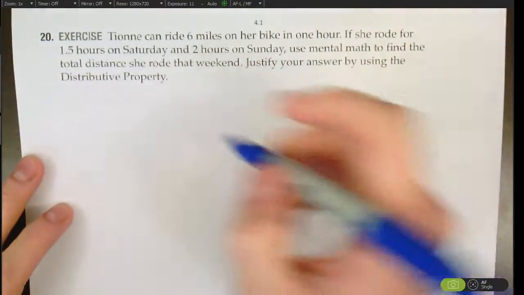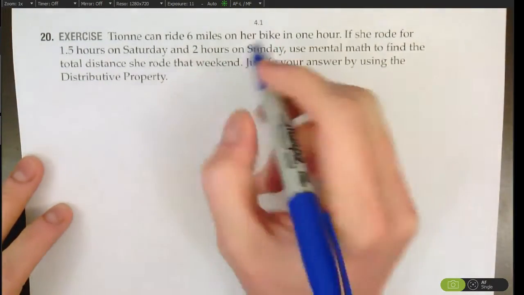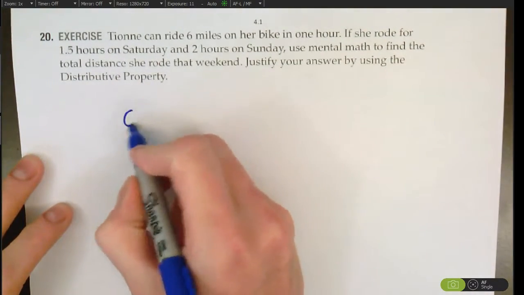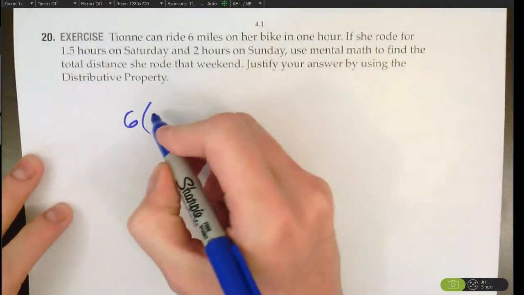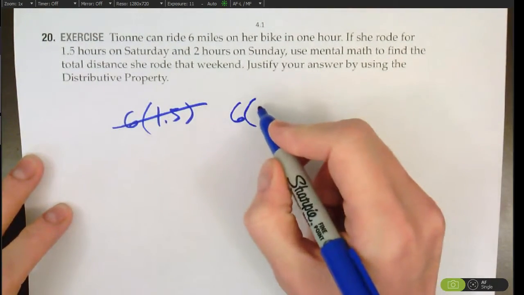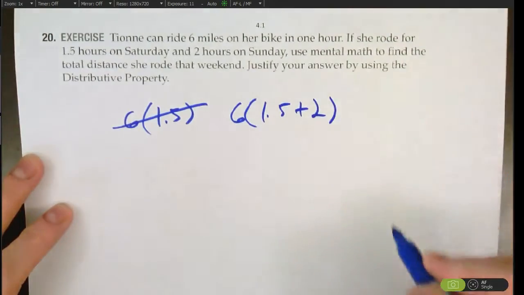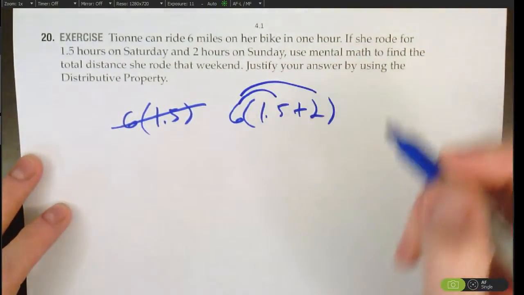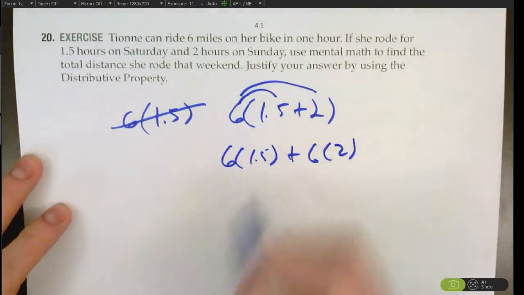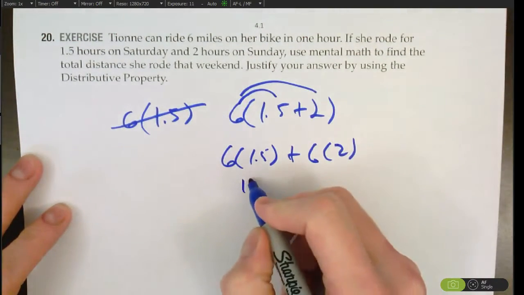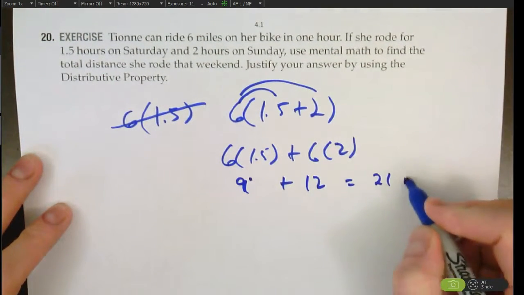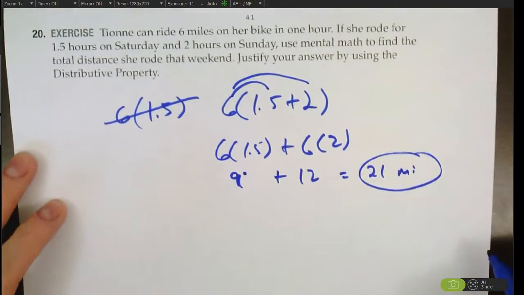Let's just use the distributive property here. What we're saying is she rode 6 miles on her bike in 1 hour, so she can ride 6 miles an hour. Well, that's her speed. So 6 times the 1.5 plus 2 added together. So now we distribute 6 to both of those. So it'd be 6 times 1.5 plus 6 times 2. Well, 1.5 of 6 is 9. 2 times 6 is 12. That ends up being 21 miles.